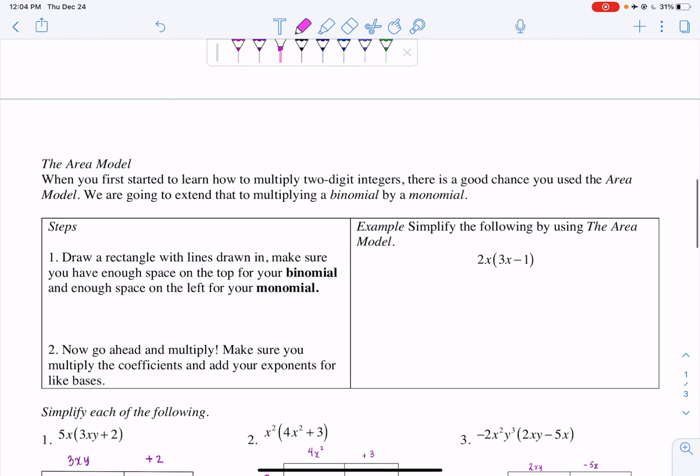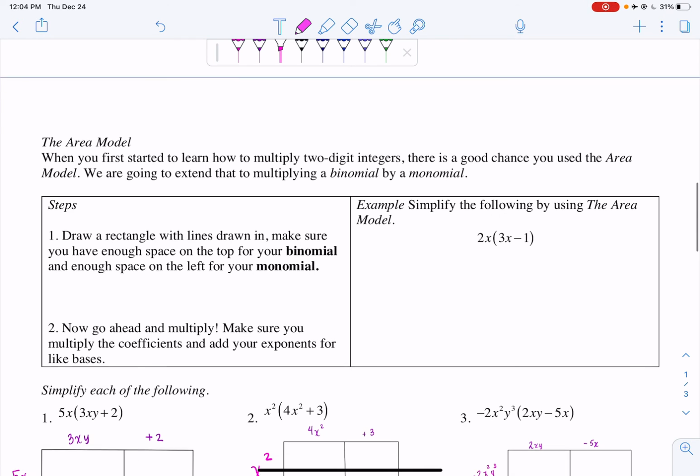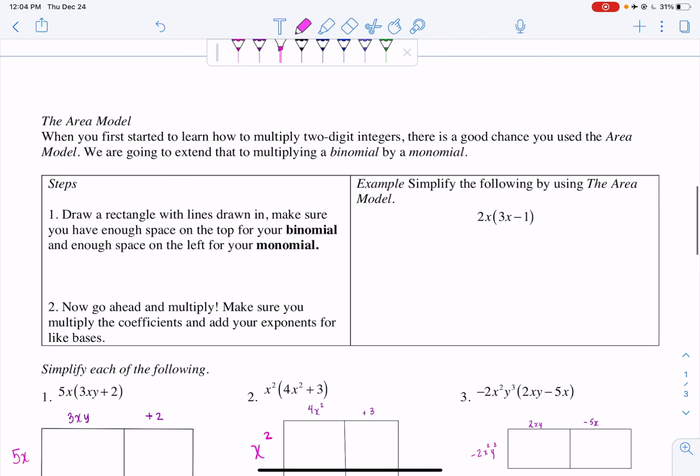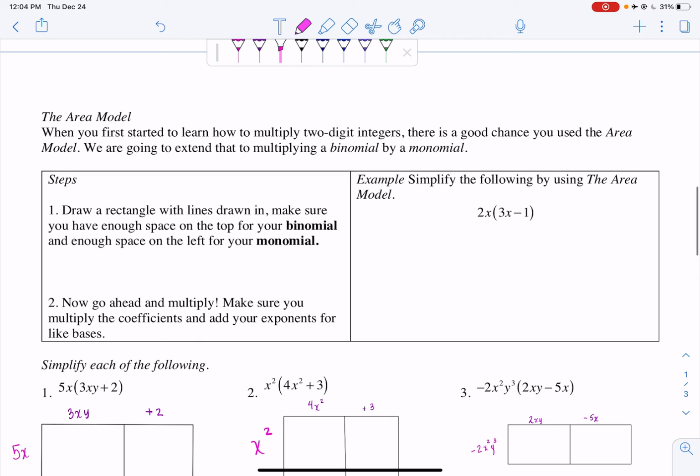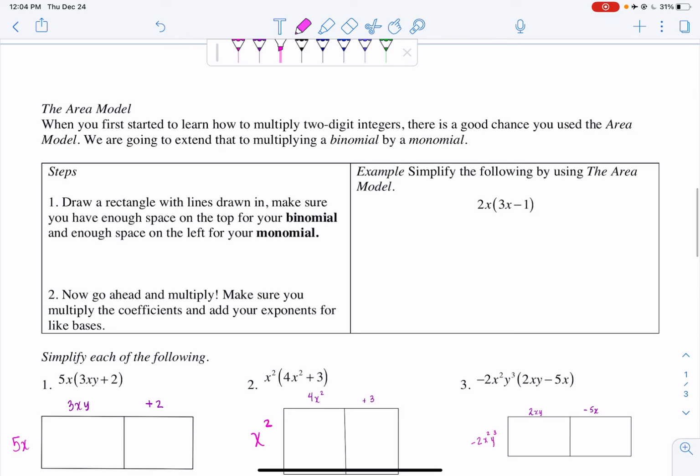Now, let's go on to the area model. The area model is something that you most likely saw in maybe elementary school. The area model is very, very important because not only does it pop up in Algebra 1, it pops up in Algebra 2 when you learn how to actually divide polynomials. So we're going to use the area model extensively in this unit to show you the intricacies of our expressions.